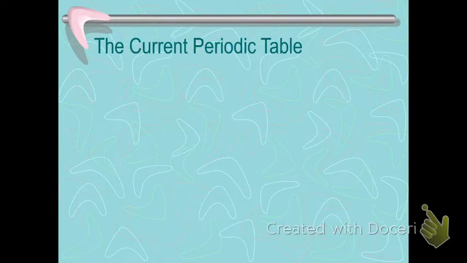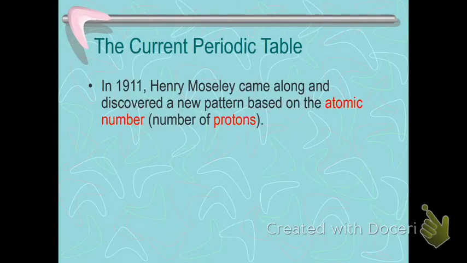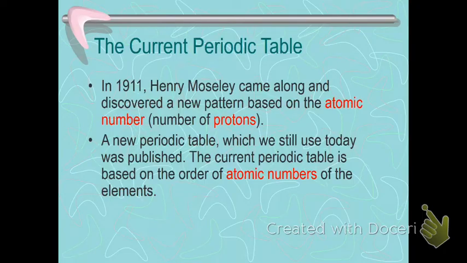So the current periodic table now: in 1911, Henry Moseley discovered a new pattern, and this was after the discovery of the nucleus, and after we decided that we needed to identify elements by their atomic number instead of their atomic mass. We no longer do atomic mass. We identify things by their atomic number. And he discovered a new pattern based on that, which is the current way that the periodic table is arranged. It is by the order of increasing atomic number. It's the same periodic table we use today, the same order. It does look slightly different than in 1911 because new things have been discovered.